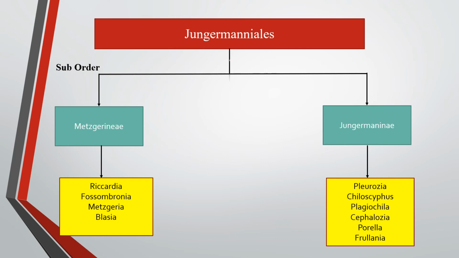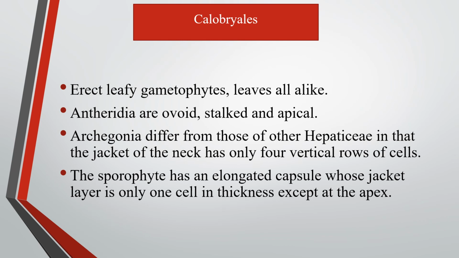Unlike Spherocarpales and Marchantiales, Jungermanniales he divided into two suborders, Metzgeriineae and Jungermanniineae. In Metzgeriineae, he included some types. Four of the types I have written here. Riccardia is one of the types, and in Jungermanniineae he included so many. Porella is one of the types. We finished with Spherocarpales, Marchantiales, and Jungermanniales, which he divided into suborders. Now we move to the last one, that is Calobriales.